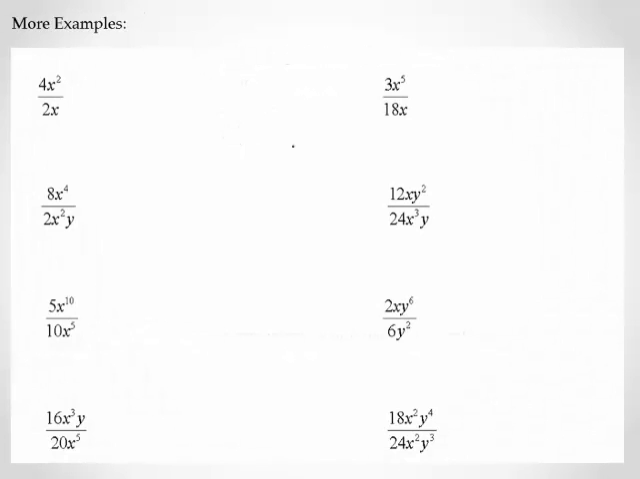Here are some more examples. I have 4 over 2, that gives me 2. 2 minus 1 is 1. 8 over 2 is 4. 4 minus 2 is 2. And then I have a y that stays in the denominator. 10 divided by 5 is 2, but because the 10 was in the denominator, it stays in the denominator. 10 minus 5 is 5.